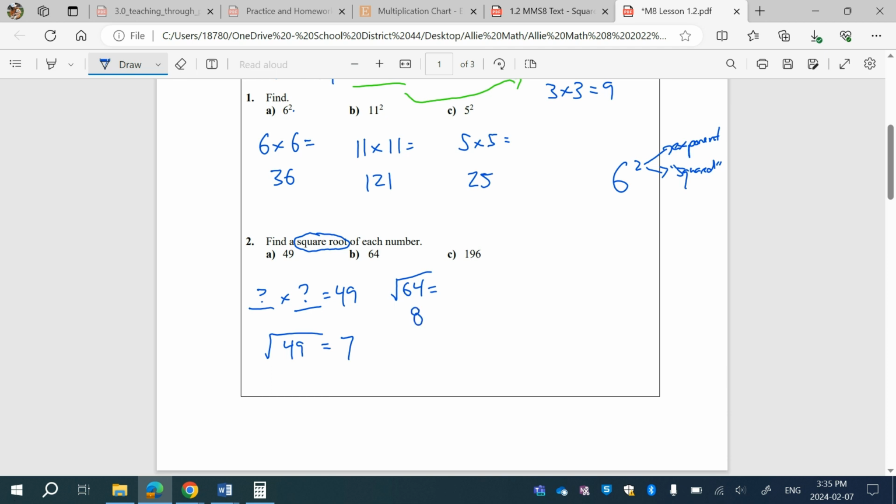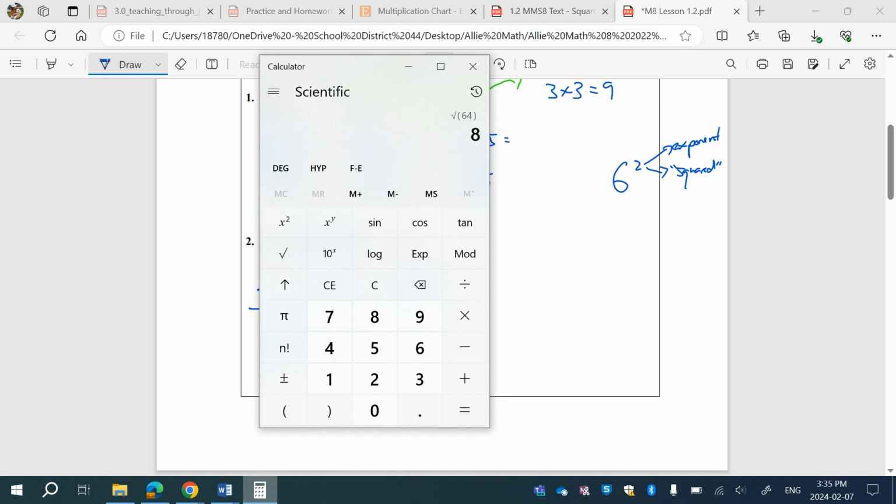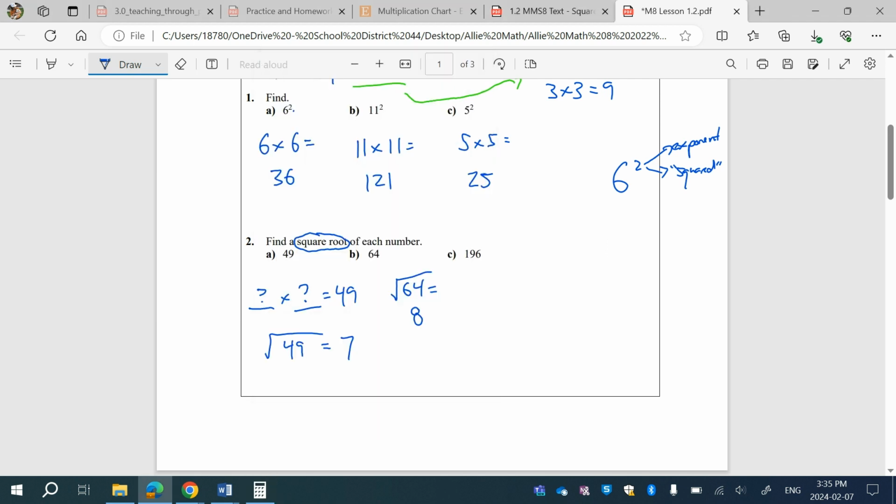Here we have 196. Let's use our calculator again. So 196, and I can press this square root button right there. It's going to give us 14. So the square root of 196 equals 14.